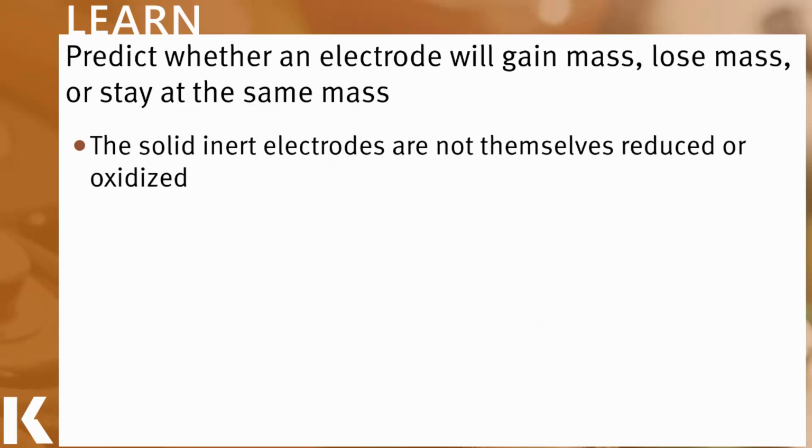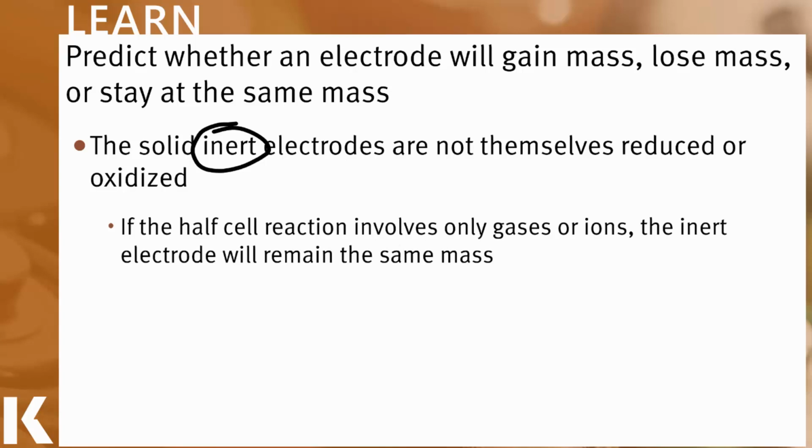In the case of the inert electrode, where the material is not itself oxidized or reduced, nothing's going to happen unless there are a couple of specific events. First of all, if we have only gases or ions, and all of the species getting reduced or oxidized stay in the aqueous phase or the gaseous phase, then the inert electrode will neither gain nor lose mass. It'll be unchanged. So that's the first thing. If you have an inert electrode and all the species are staying out of the solid phase, then the electrode's mass will not change.